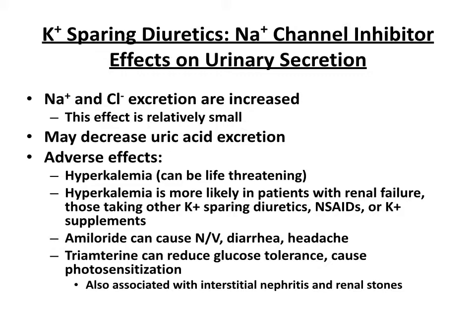With these potassium-sparing diuretics, the sodium channel inhibitors, they might actually decrease uric acid excretion, so somebody taking these may develop gout. It's a potential. In terms of adverse effects, of course, you're sparing potassium and it's not being excreted as much as normal, so hyperkalemia could be stimulated. Too much potassium in the blood is a super bad thing. It can be life-threatening.